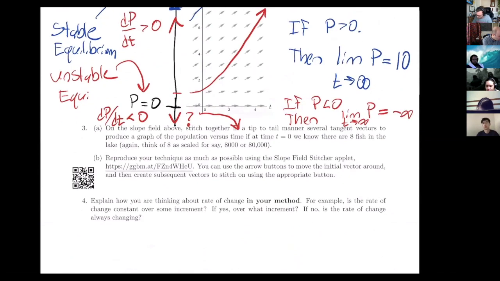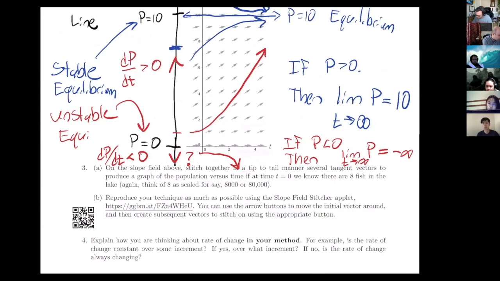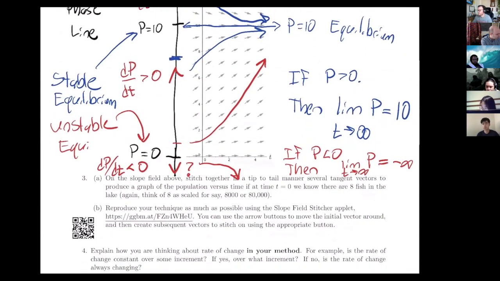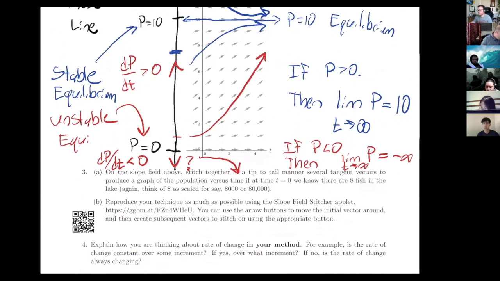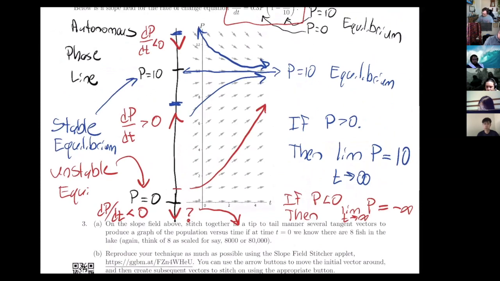Okay, so what I'd like to do now is think about how this tail to tip method works. So I'm going to just clear out some of these solutions that I drew in over here. I'll leave the phase line over there, and I'll leave the equilibrium over there. So I just want to illustrate what it is that we just did.